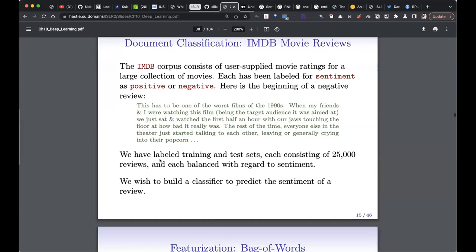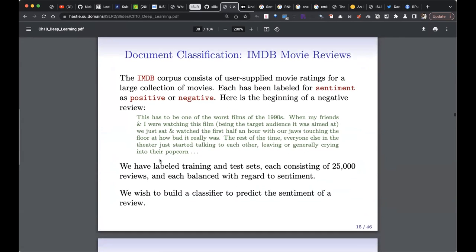Now the next one is an example of IMDb reviews, where we will be able to classify reviews into positive and negative. So this is an example, one of the reviews we can see. It's just written text, and the reviews have positive and negative classes, which are all in the training and test sets. Oh, it's so balanced: 25,000 reviews, each balanced with regard to sentiment.